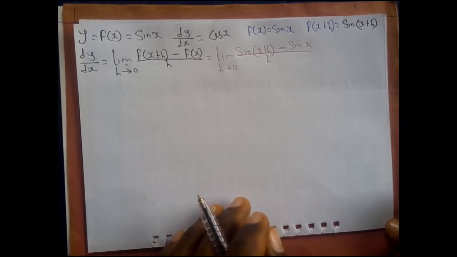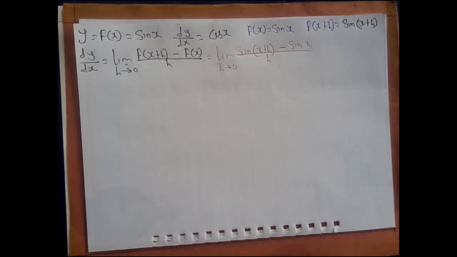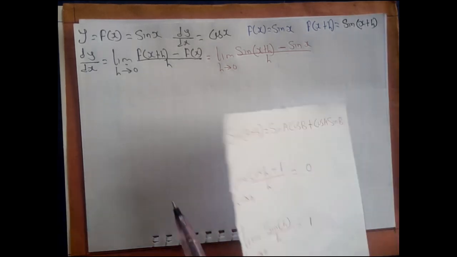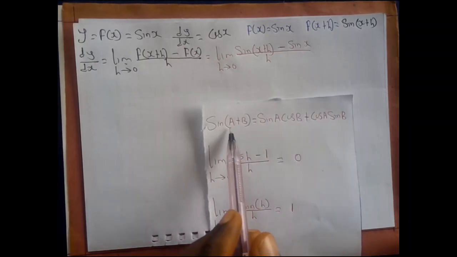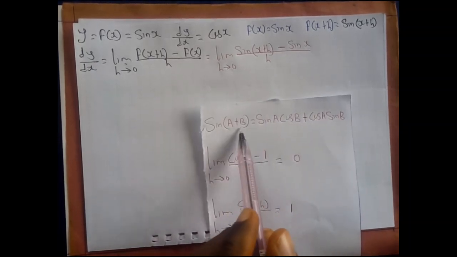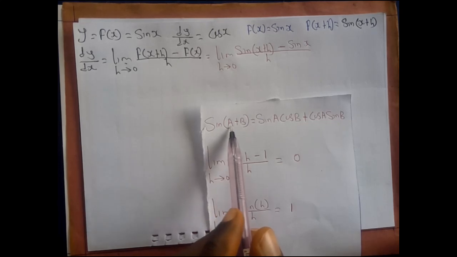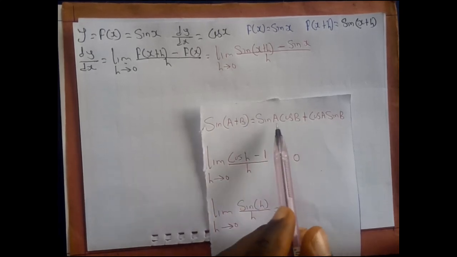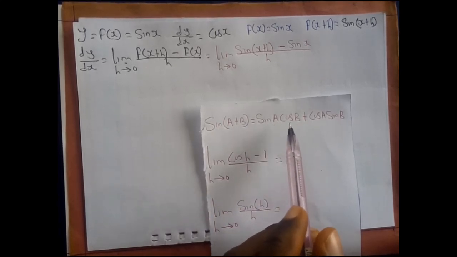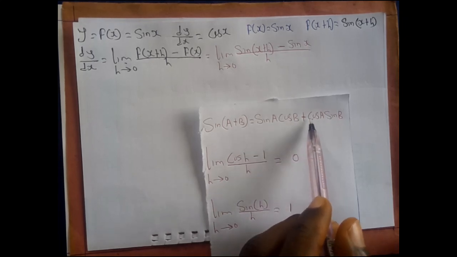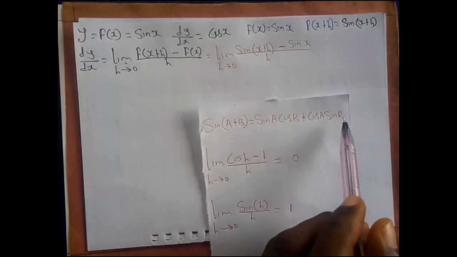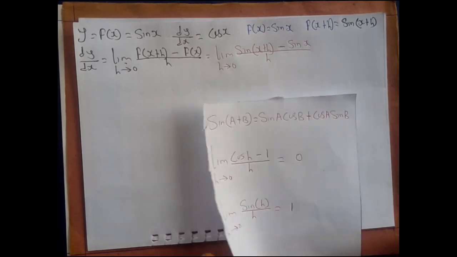Now at this point, to simplify further, we need to consider using a trigonometric identity. And this is the one we'll be using: the compound angle formula. It says that the sine of two angles, A plus B, is the sine of the first one times the cos of the second one plus the cos of the first one times the sine of the second one.